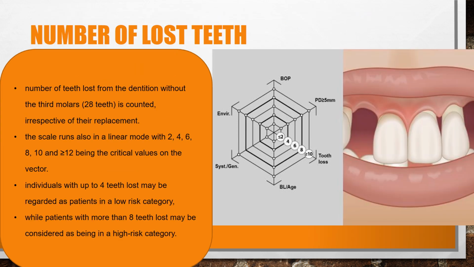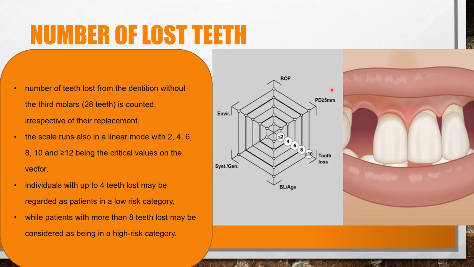Coming to the number of lost teeth, as you know, wisdom teeth are not counted. If the third molar is in function it is considered, otherwise third molars are not considered as lost teeth. With more than 8 lost teeth, function is heavily compromised. It is also in a linear fashion: 2, 4, 6, 8 and 10. 28 teeth will be counted. Individuals with up to 4 teeth lost are low risk, up to 8 is moderate, and greater than that is high risk category.